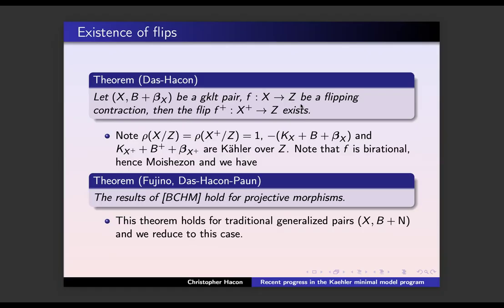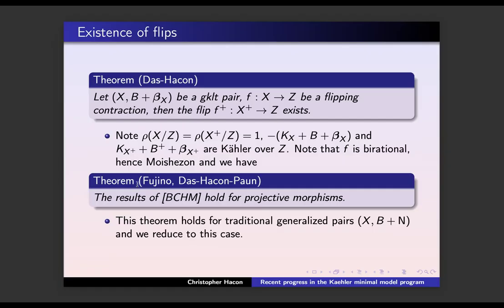The relative Picard numbers, which are defined as the dimension of this H11, are going to be 1 in both cases, minus Kx plus B plus beta X, and Kx plus B plus beta X plus are both relatively Kähler over Z. So on one side it's negative, on the other side it's positive. And these are all small birational morphisms. And in particular, since they are birational, these are Moishezon, meaning that you can pick a resolution which will actually be a projective morphism.